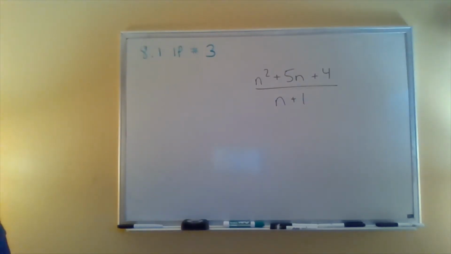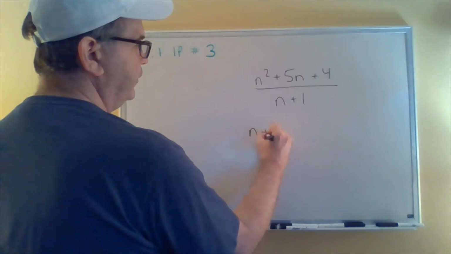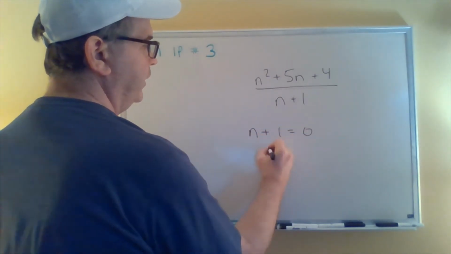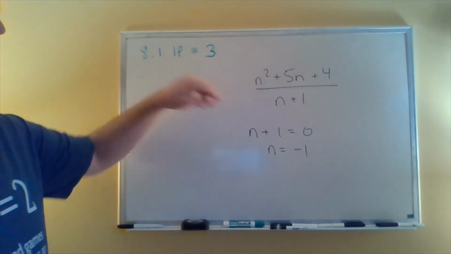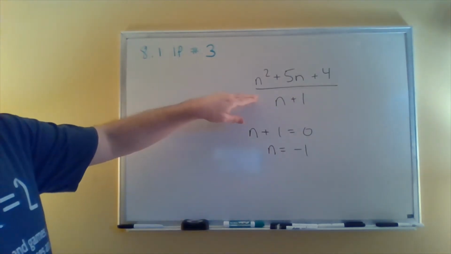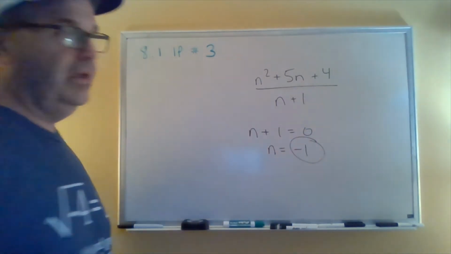Here's number 3, n squared plus 5n plus 4 all over n plus 1. To find the excluded value in this expression, we just set our denominator equal to 0. So n plus 1 equals 0, or n equals negative 1. Negative 1 is the value that's going to make this function be undefined, because that's the value that's going to make the denominator 0. So our excluded value is negative 1.